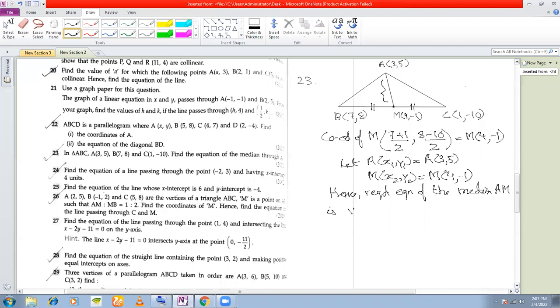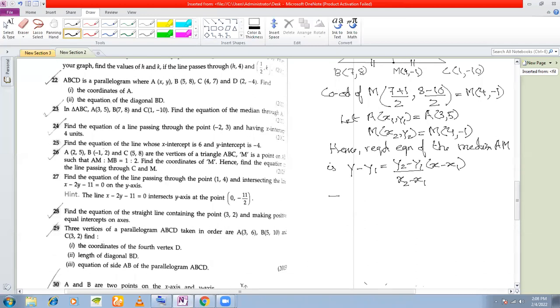is, by 2-point form, y minus y1 is equal to (y2 minus y1) by (x2 minus x1) into (x minus x1). Put the corresponding values of x1, y1 and x2, y2. Simplify this. y minus 5 is equal to minus 6 into x minus 3, because the denominator is 1.